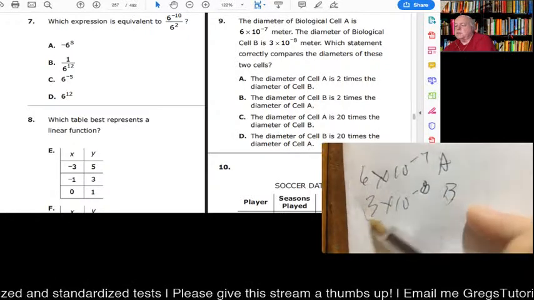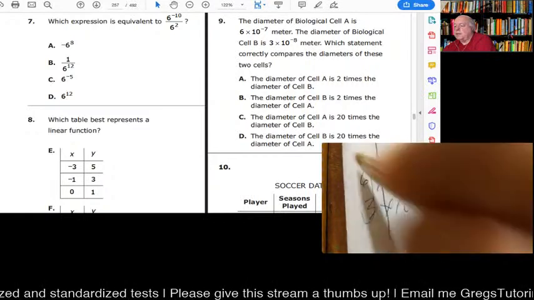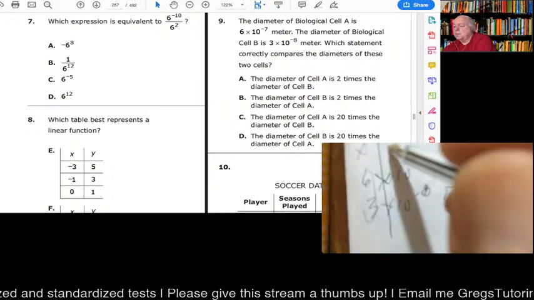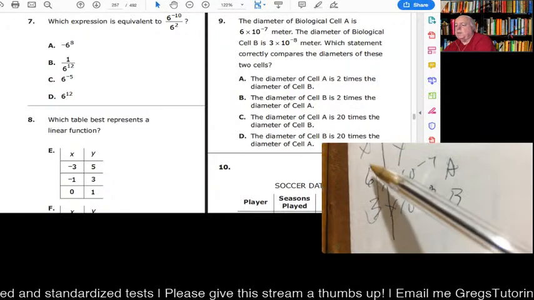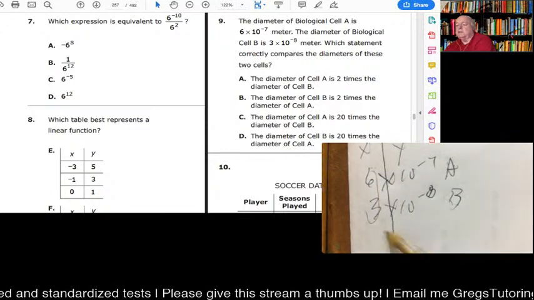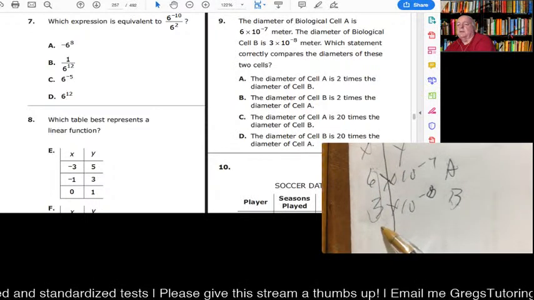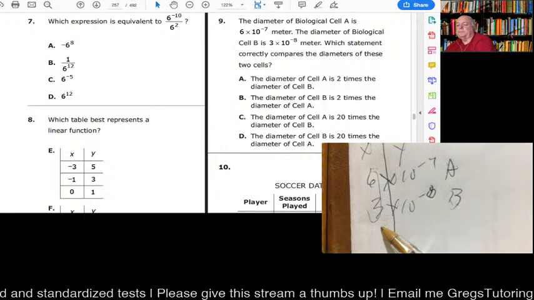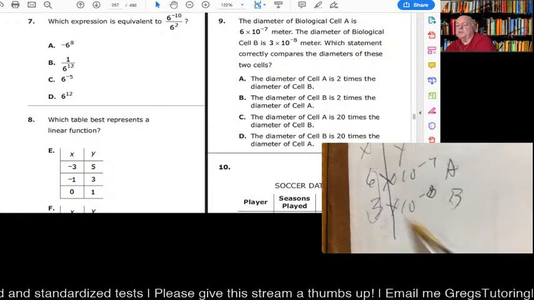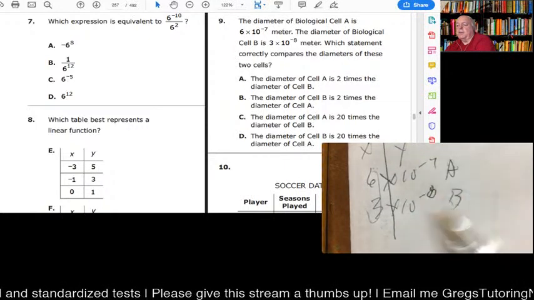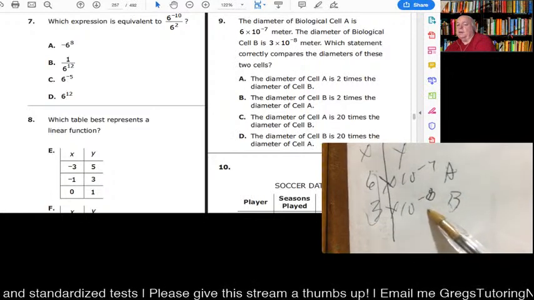So certainly, if we split this in half and make this part X and this part Y, certainly the X part of A is twice as large as the X part of B. Okay? But what about this part? We can't ignore that part. So the answer can't be A.